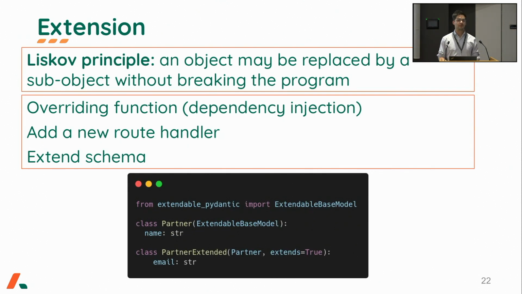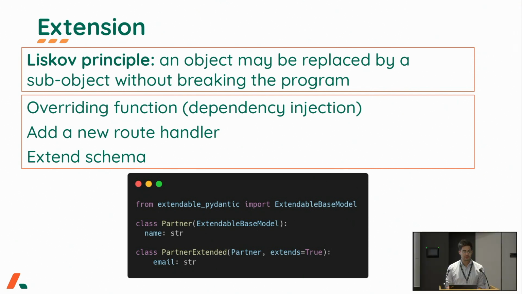Now let's talk about extension. First of all, I have to state the Liskov principle, which states that an object may be replaced by a sub-object without breaking the program. So when you are doing extension of your API, you have to always keep this principle in mind.